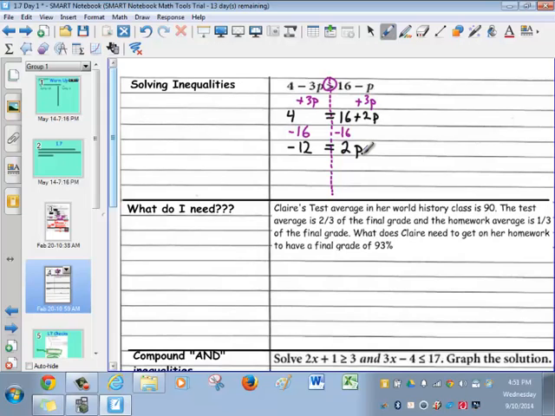And now, one more thing. Remember, these aren't equal signs, right? This is the inequality sign. I should just have that there.